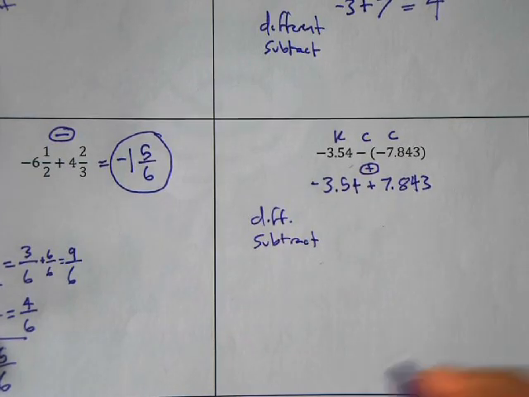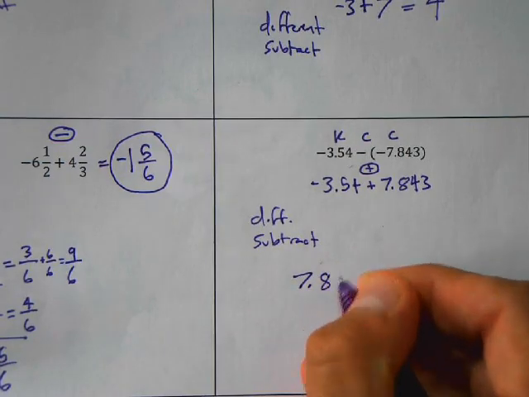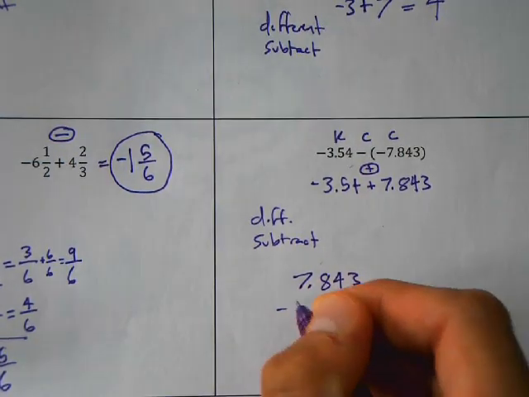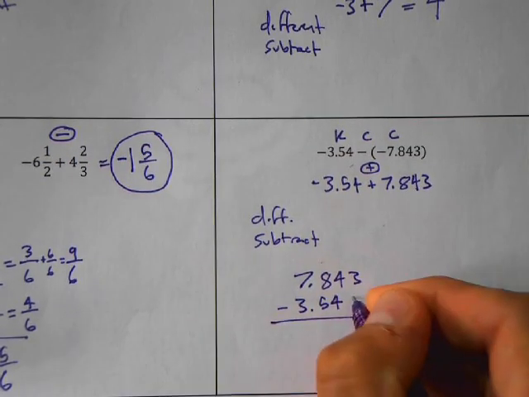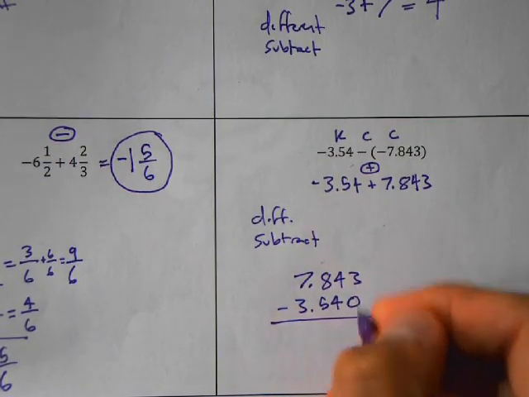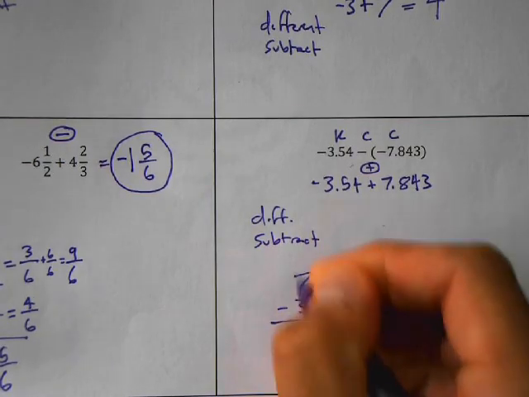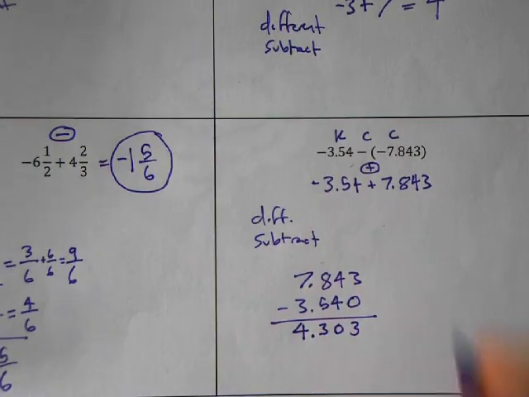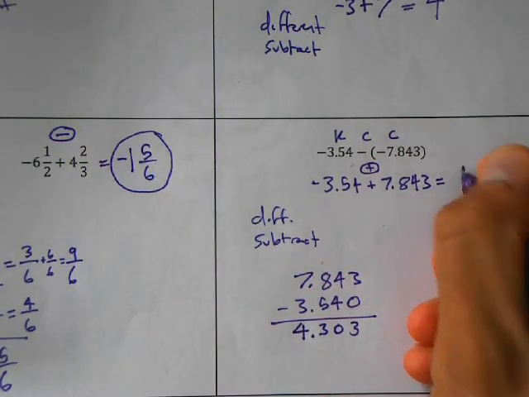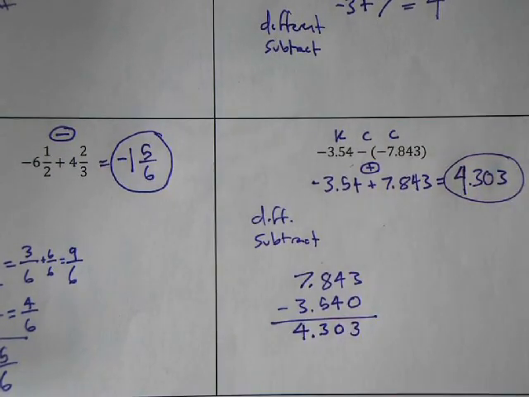And now all I need to do is do some side work to do this subtraction. 7.843 minus 3.54. Got to add some placeholder zeros. And now I'm going to do the subtraction like normal. Don't forget that decimal. And the solution is 4.303. Close to my integer problem.